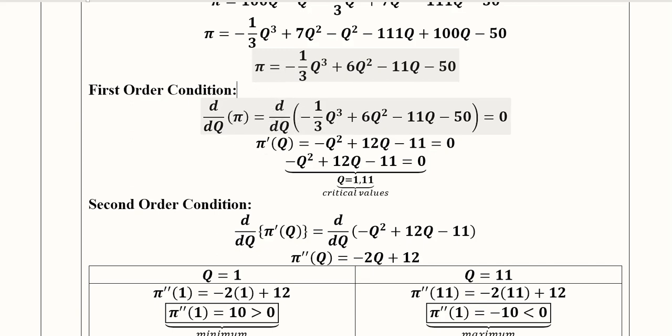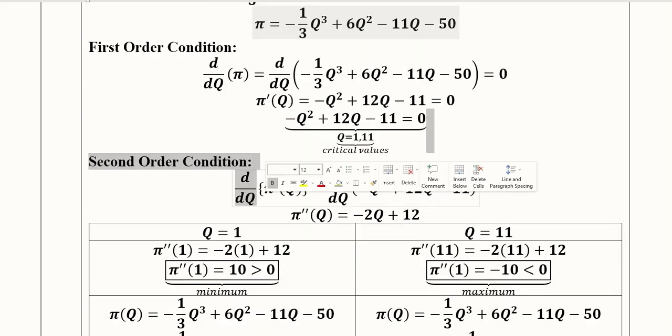The first order condition requires the derivative to equal 0. So we have found the derivative and equated it to 0, and by equating it to 0 we get the critical values. And the critical values are these. You can solve this quadratic equation easily and you will get the critical values.